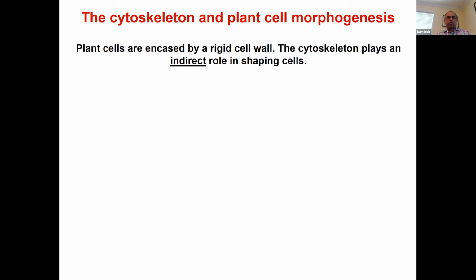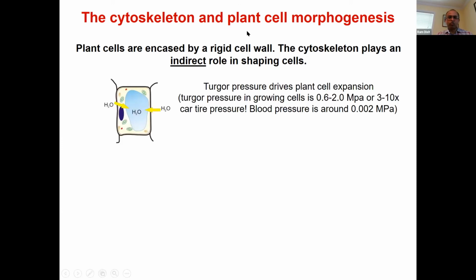So because cytoskeleton generated forces pale compared to the turgor pressure and cell wall stress, the cytoskeleton in plant cells plays an indirect role in shaping cells. So how does this work? In animal cells, like I said, the cytoskeleton generated forces can push and extend the plasma membrane, or pull and retract the plasma membrane and change the shape of the cell, important during cell migration, for example.